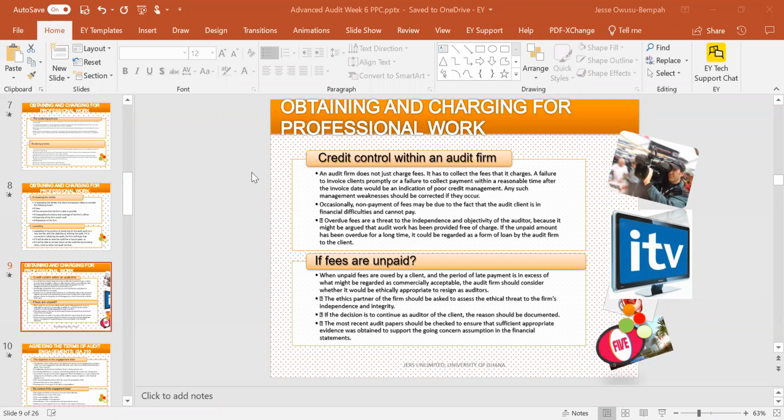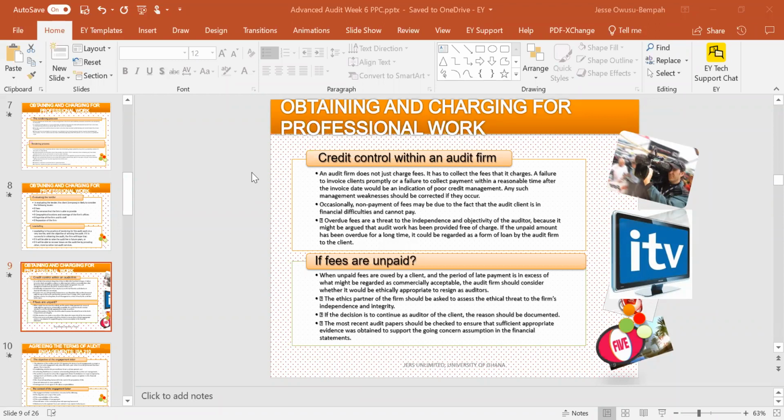Or they can also say that in order to get you to pay, if you don't pay, we will punish you in the financials. So it can be two-way. But what you talked about is a lot more realistic. So it can impair the independence and objectivity, because it might be argued that the audit work has been done free of charge. If the unpaid amount has been overdue for a long time, it could be regarded as a form of loan by the audit firm to the client.